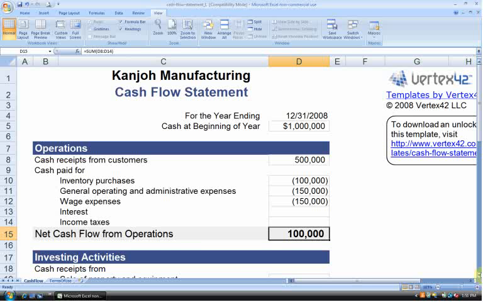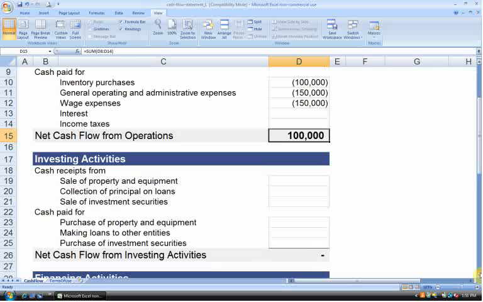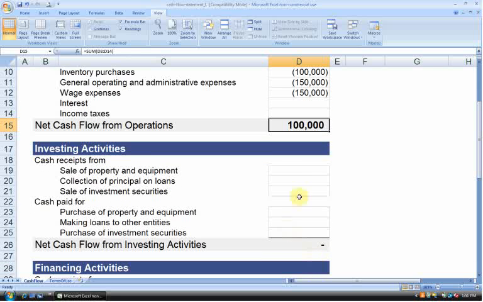Let's now scroll down, and you can see that we have investing activities. So we received some money by selling off one of our buildings this year. We received $500,000 from that. We didn't collect anything from loans, and we didn't sell any investment securities, but we did pay out some cash because we purchased a new building for $400,000. So we input negative $400,000 in there.